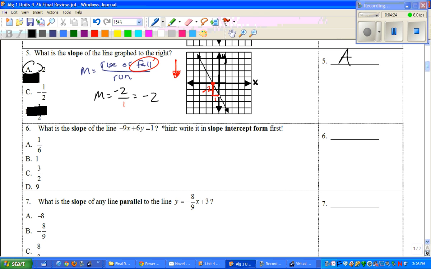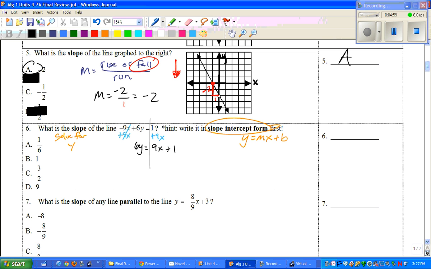What is the slope of the line -9x plus 6y equals 1? And there's a hint that says write it in slope-intercept form first, which is y equals mx plus b. Okay, so we want to solve for y. To get the y by itself, you have to add the 9x to both sides. You get 6y equals 9x plus 1.